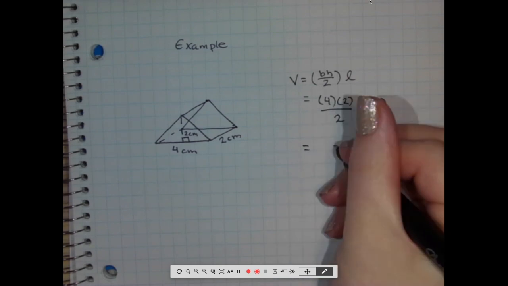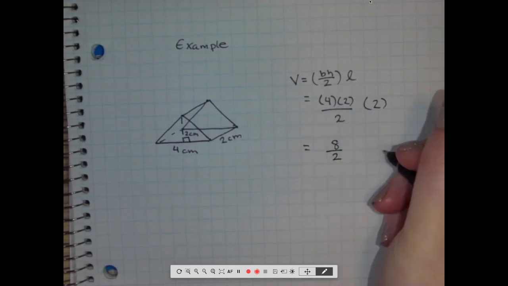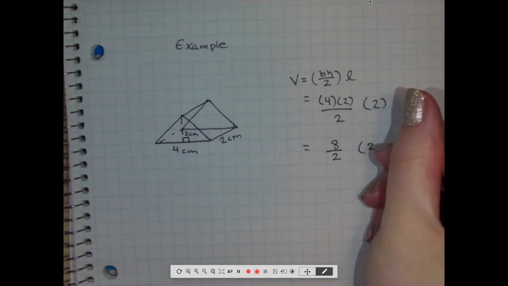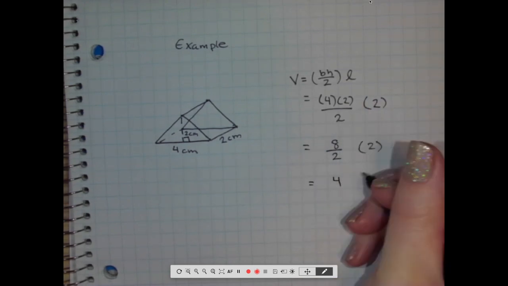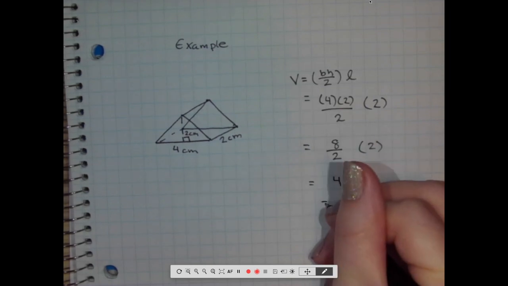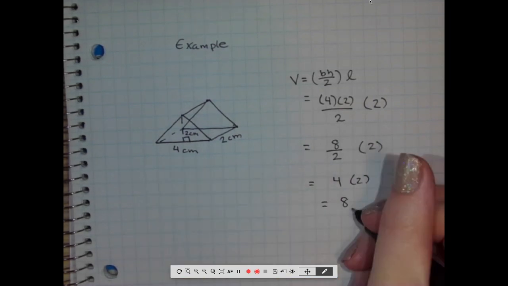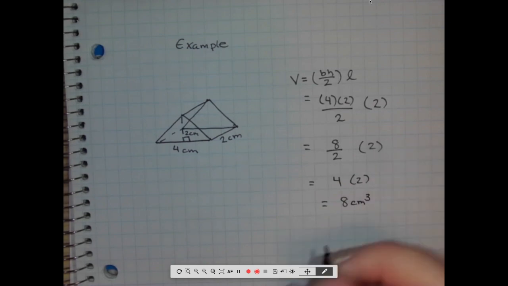4 times 2 gives me 8, divided by 2, times 2. 8 divided by 2 gives me 4, times 2, and I'm left with 8 centimeters cubed.